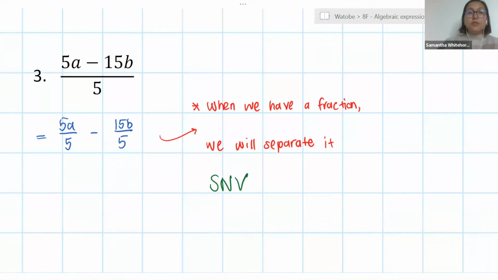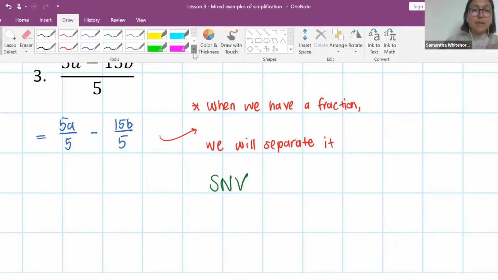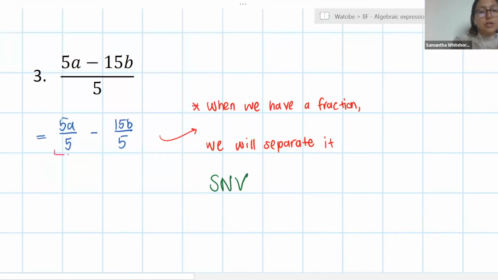So let's start with the first term. If you're not 100% sure where the first term is, remember a plus and a minus sign separates our terms. So this is term 1 and this is term 2. If we look at our first term, we're going to start with the sign. If I've got a positive divided by a positive, we automatically know that my answer is going to be positive. So that's S done. Then we go to the numbers.